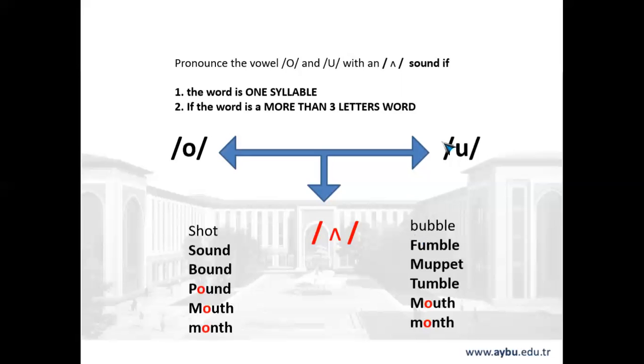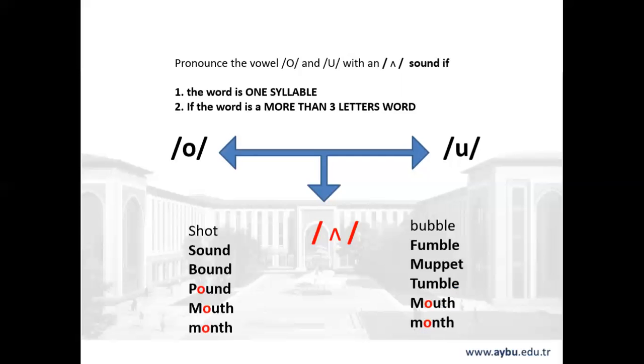Now, looking at the same example for the U sound: bubble, fumble, muppet, tumble, month.